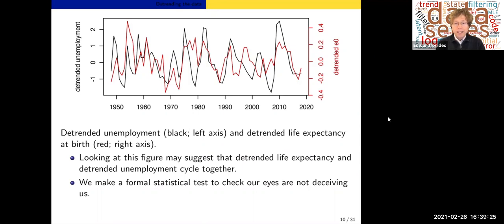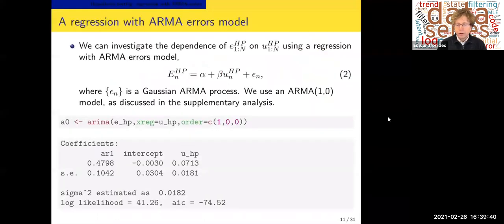Now, the pattern may look evident to the eye, but it's not so amazingly undoubtable that you don't want to make a formal statistical test to check that your eyes are not deceiving you. So let's go do that. And a regression with ARMA errors is a natural way to do that. That is a statistical test that's valid in the presence of dependent errors.